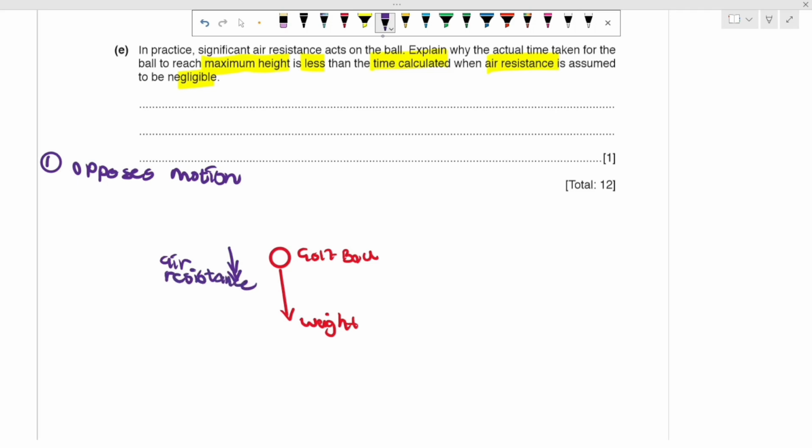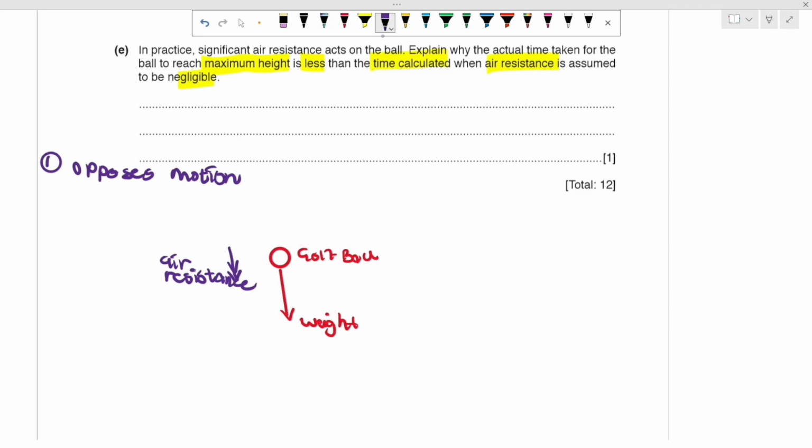And if you think about this, both air resistance and weight are now decelerating this golf ball. So the deceleration is going to increase, and it's going to decelerate at a very, very fast pace because there's a greater resultant force. Because the whole point of it reaching a maximum height is that its velocity is gone, where the velocity is zero. So if there's air resistance and weight pulling the object down, it is going to reach zero very quickly.